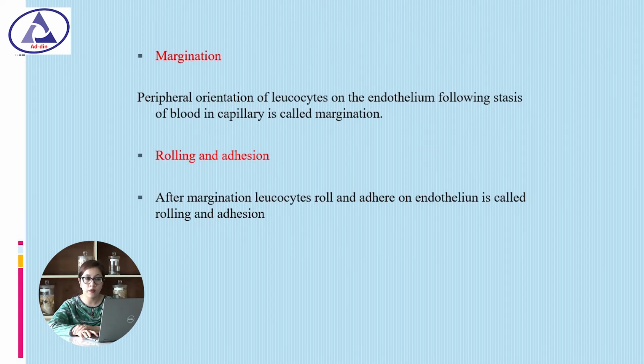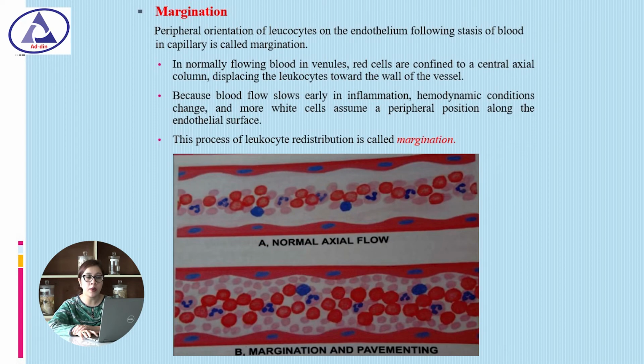Peripheral orientation of leukocytes on the endothelium following stasis of blood in capillaries is called margination. In normally flowing blood in venules, red cells are confined to the central axial column, displacing the leukocytes towards the wall of vessels. Because blood flow slows early in inflammation, hemodynamic conditions change and more white cells assume a peripheral position along the endothelial surface. This process of leukocyte redistribution is called margination.